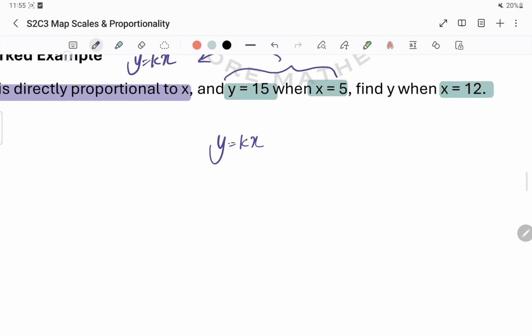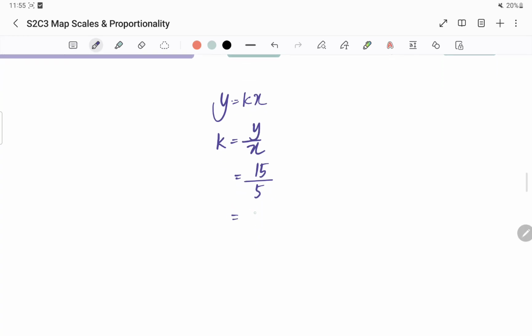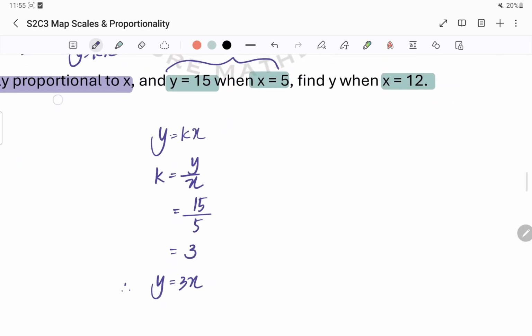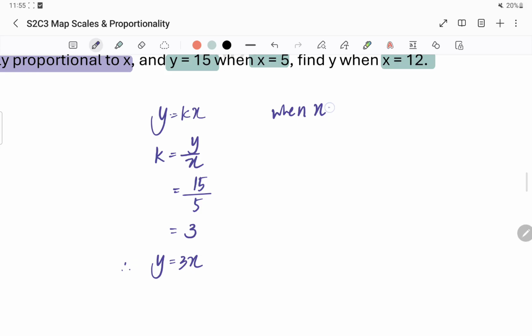Then they give me the values, so I need to find the value of k, right? For me to find the value of k, make k as a subject: k equals y over x. So what is y, what is x? The question already gives you: y is 15, x is 5. So here I know that k equals to 3. From here you substitute your k into y equals to kx, you will get y equals to 3x. Therefore, when x equals to 12, y equals to 3 times 12, which is 36. Then this is your answer.